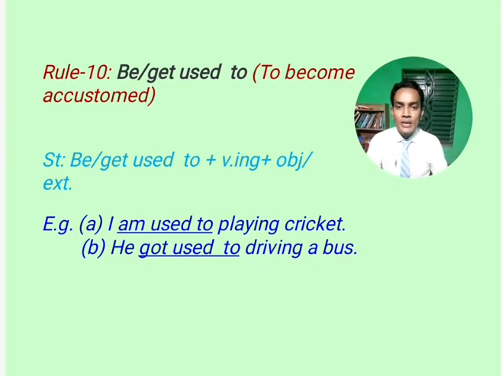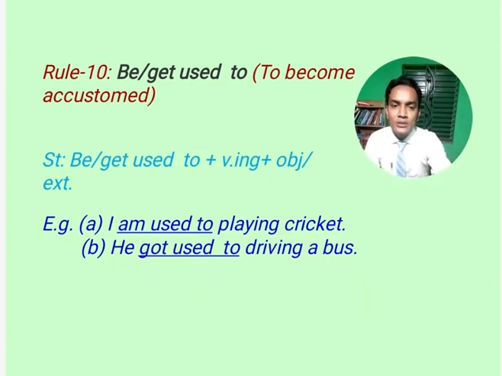Okay, there are two examples. Examples should be memorized by the students. Of course, I'm used to playing cricket. Number B, he got used to driving a bus. Okay, you should know the examples. Next.